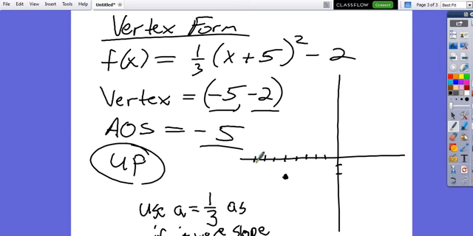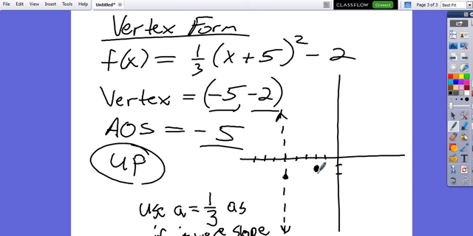There's my vertex. So I'm going to draw my axis of symmetry through my vertex. My second point is determined by the a value. If my a value is 1/3, that's like a slope. So remember, rise over run. Rise 1, run 3. Remember, your rise or your run could be positive or negative. In this case, the rise is 1, so that's positive. So from my vertex, I'm going to go up 1, and I'm going to run 3. Since it's positive, I'm going to run to the right. Up 1, right 3.